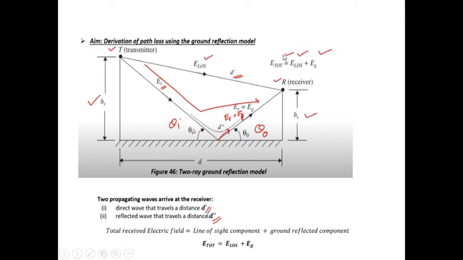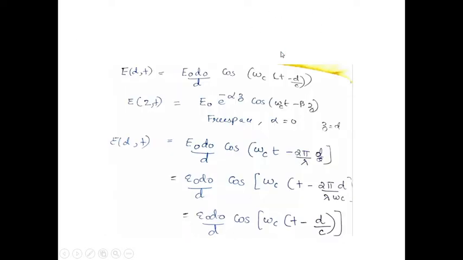Now when we find the total electric field at this particular point, we cannot assume that it is a scalar sum. It is going to happen as a vector. Why? Because there is a path difference between the direct wave and the reflected wave, due to which there will be a phase difference. So we have to consider the value of the total electric field as a vector component.